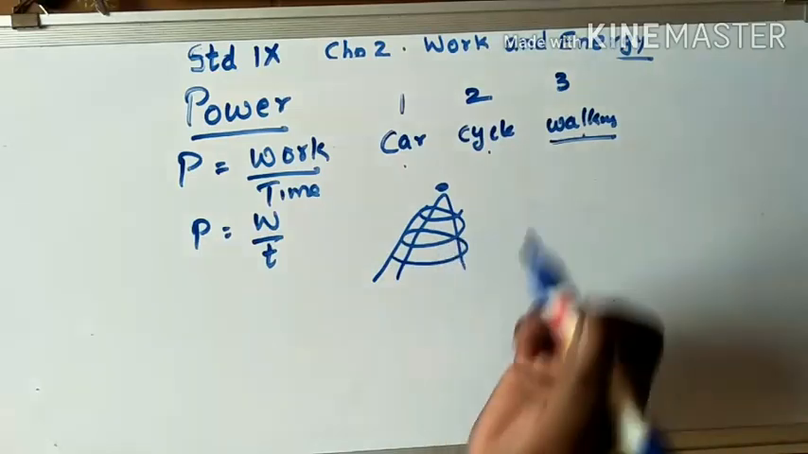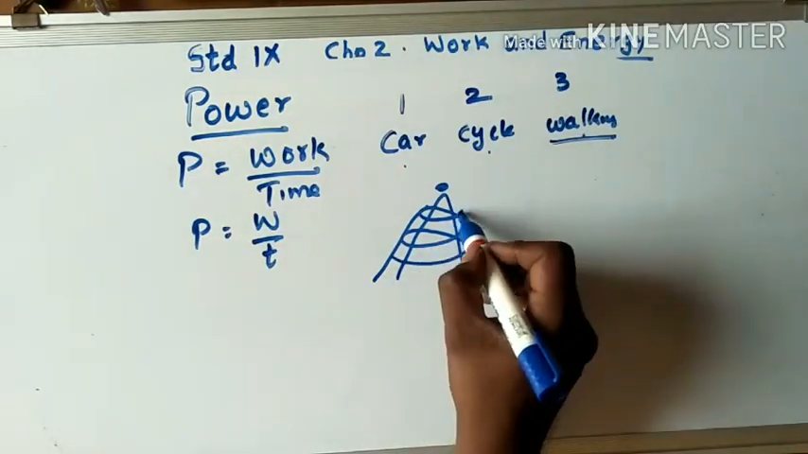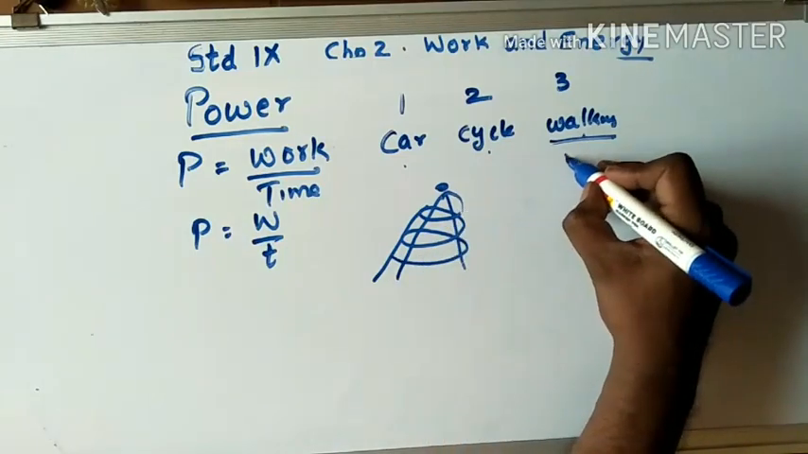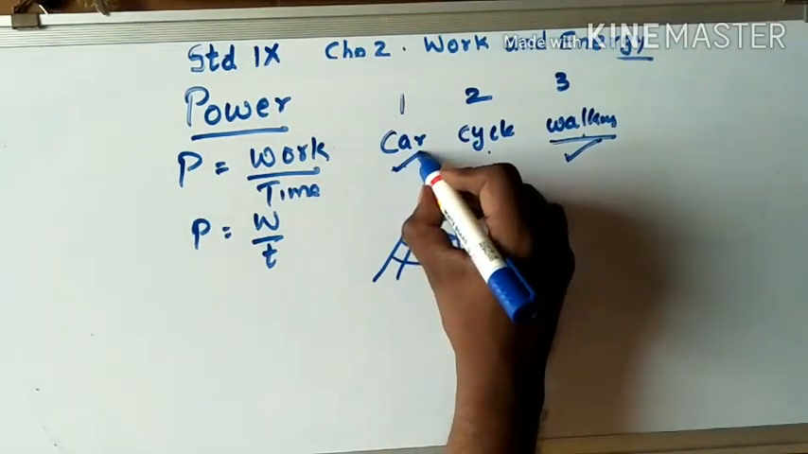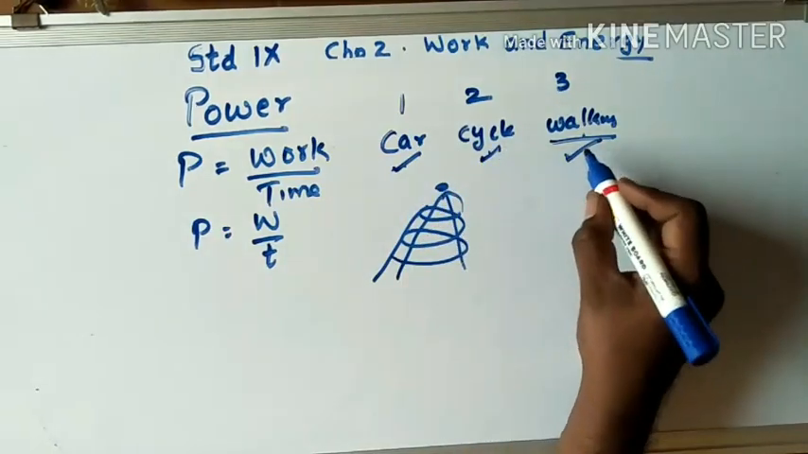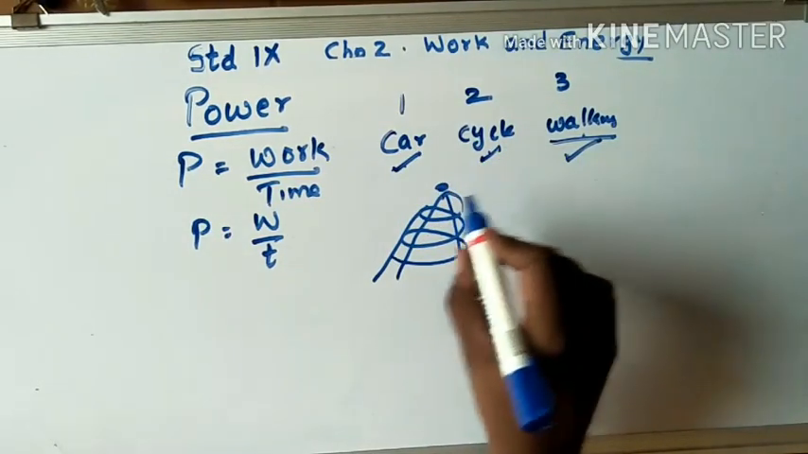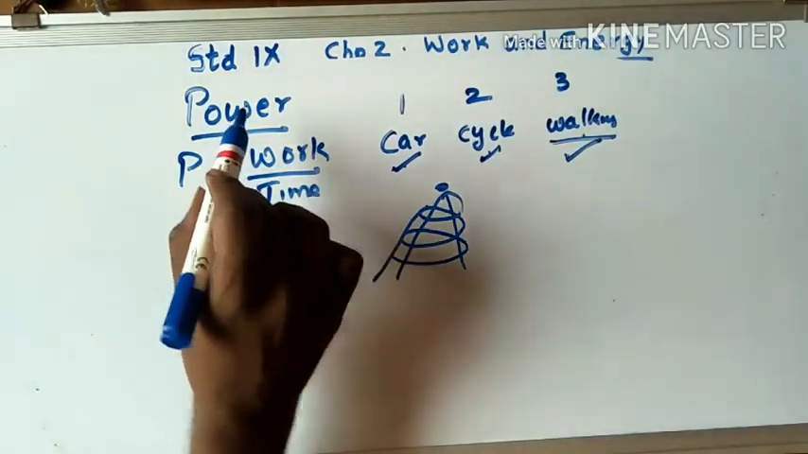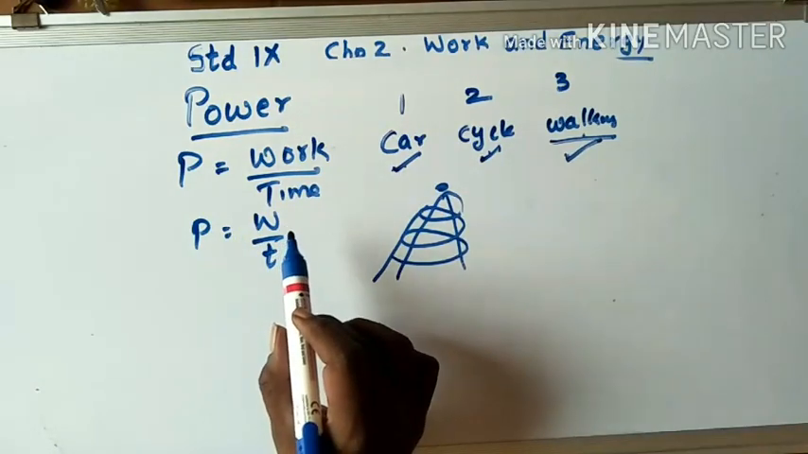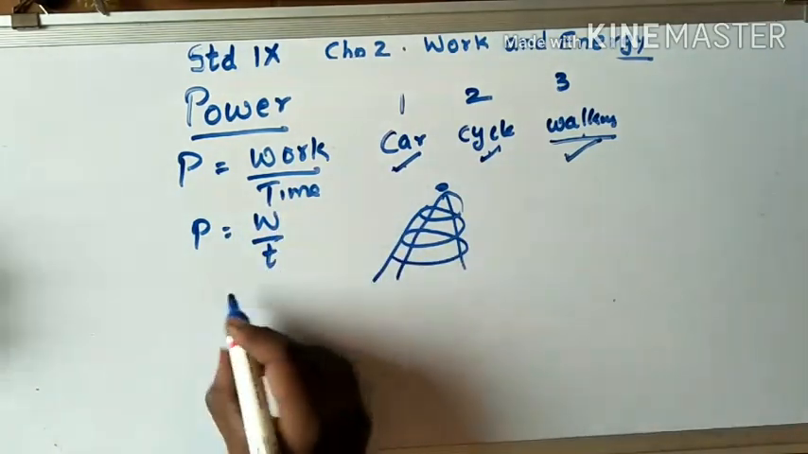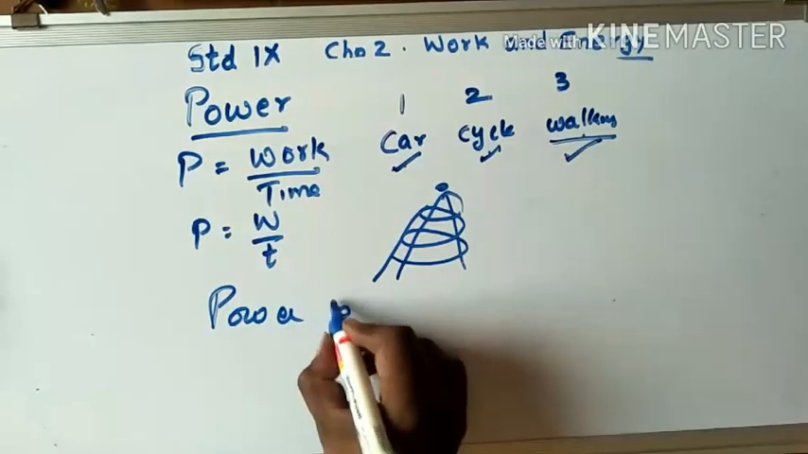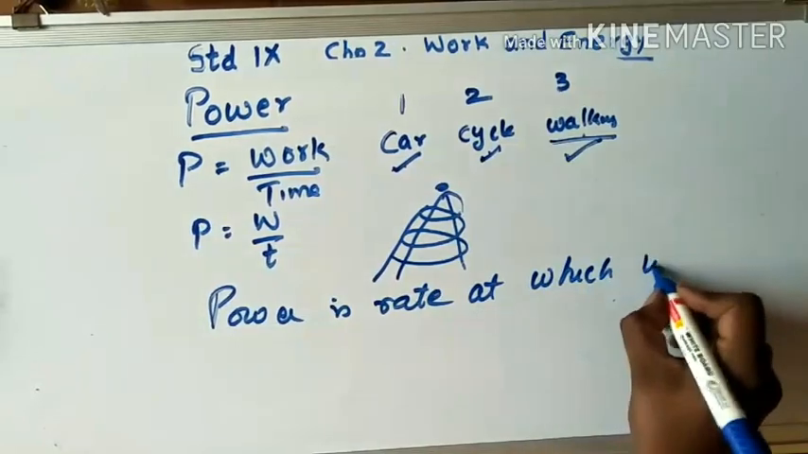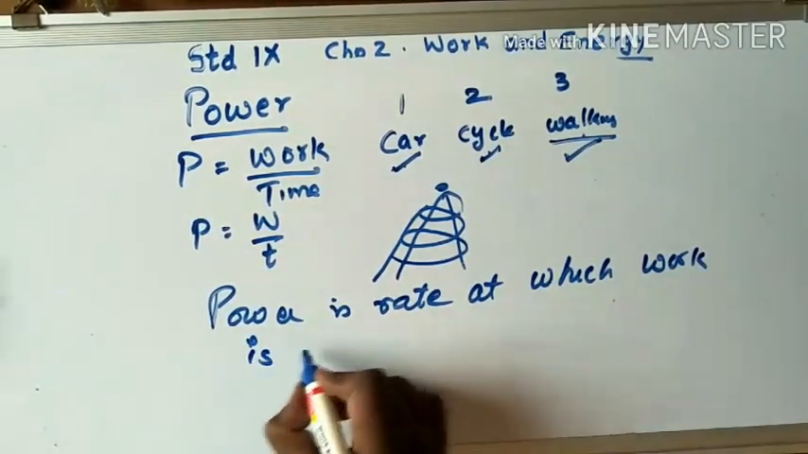Work done is same. What is the work done here? They're moving up, they're reaching the top. The work done is same, but the time taken is different because the car goes first, cycle second, walking third. So the fast or slow rate of work done is expressed in terms of power. So power is the rate at which the work is done.